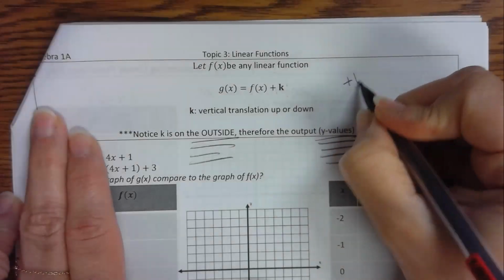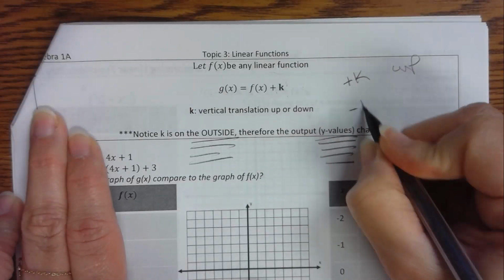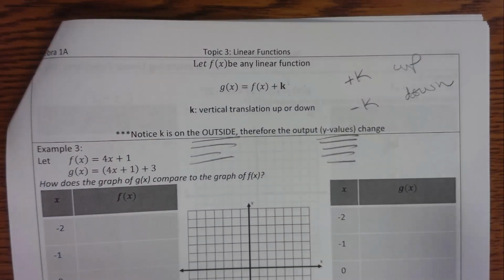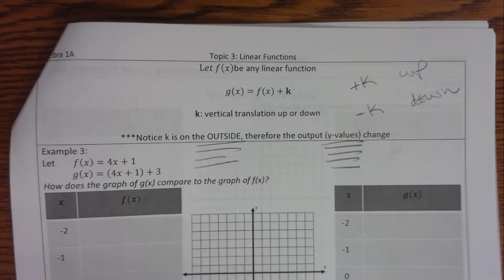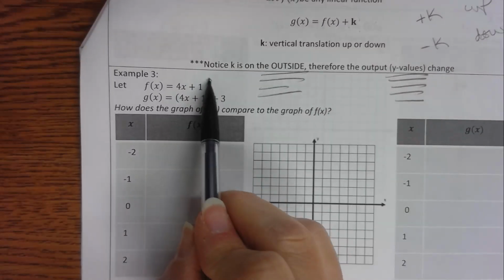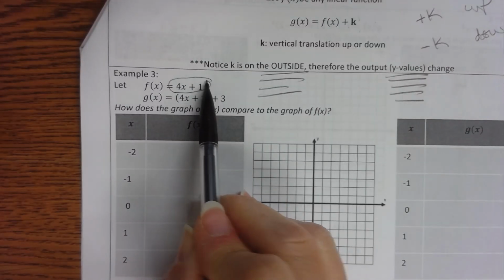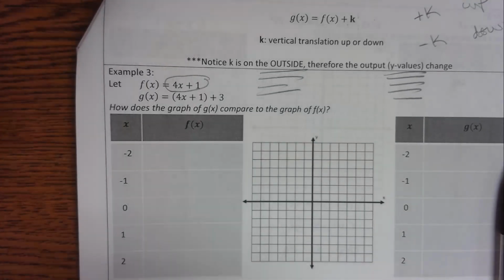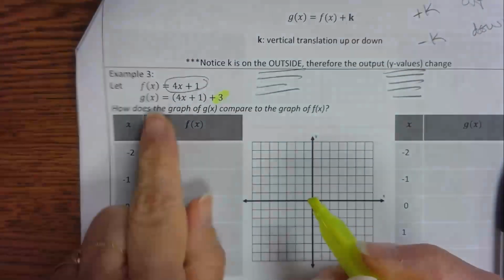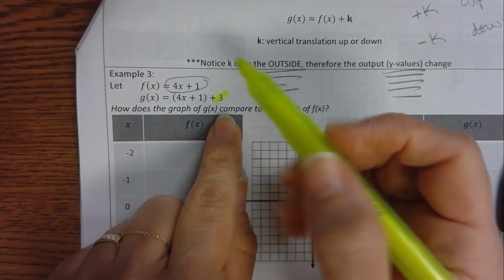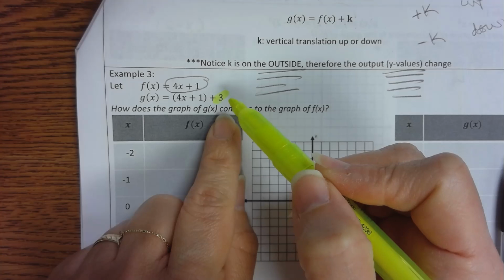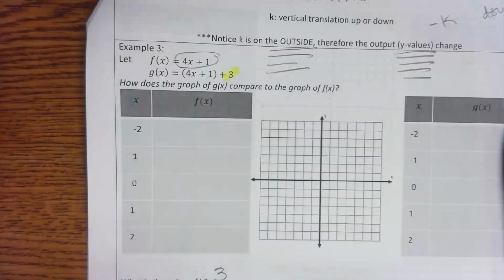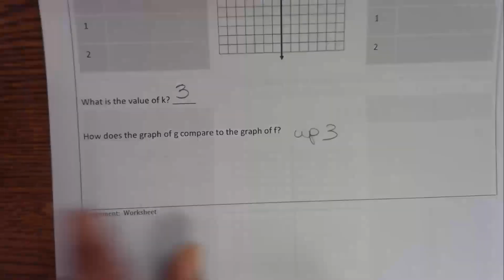If you're adding a number, you're going to go up. If you're subtracting a number, you're going to go down. And that's what you learned on the previous day. So looking at this function, this is the original. What changed? The only number that I see that changed here is the 3. And the 3 is on the outside, outside of those parentheses. That means when I graph it, my original function is going to go up by 3 units. And that's what we answered in the previous day.